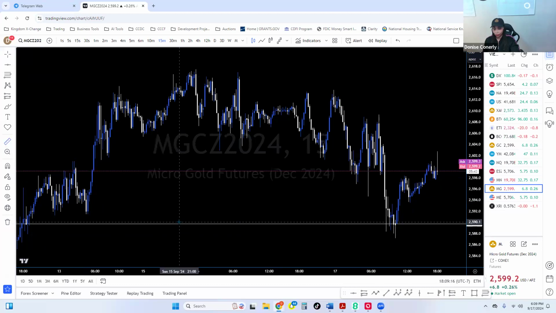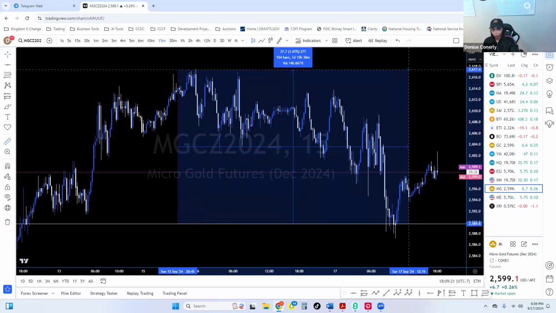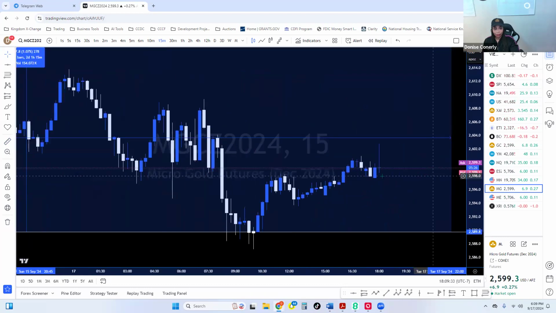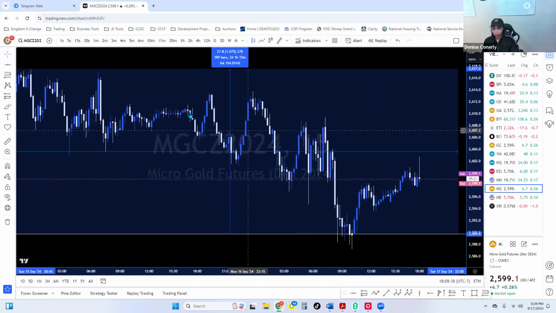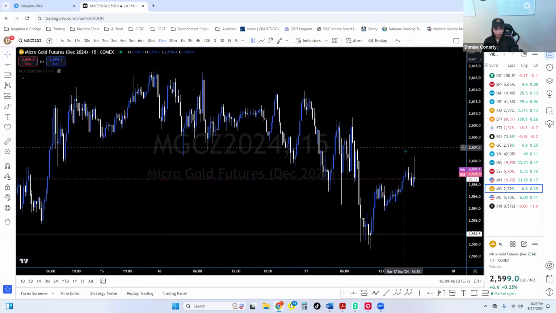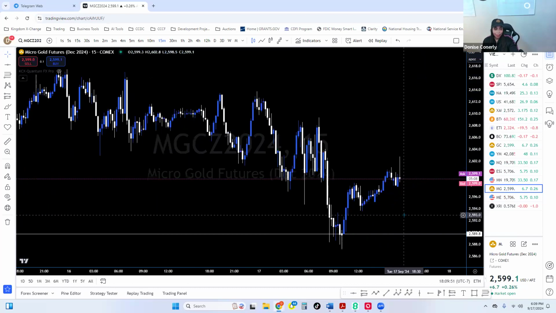So I'm gonna draw this from here to here to get a feel of where it is getting rejected, right around that 50%. Got rejected. I'm a little off, but that's fine. It's coming back down. Remember what I say with the double bottom: if it doesn't clear the 50%, it's coming back down.